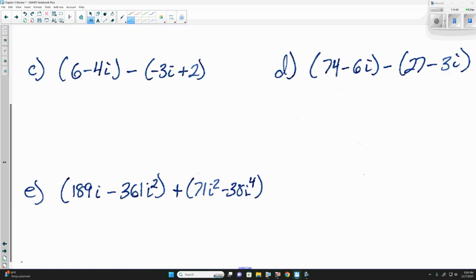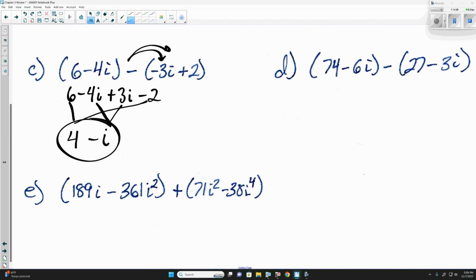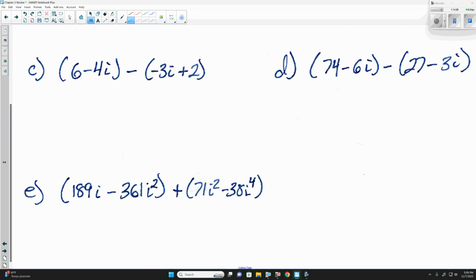If we're doing subtraction by hand, we would distribute the negative. The first one would be the same, but we have to distribute the negative through the second. Our negative times negative 3i would be plus 3i. Our negative times positive 2 is minus 2. Our 6 minus 2 is 4. Negative 4i plus 3i is negative i, giving us 4 minus i.